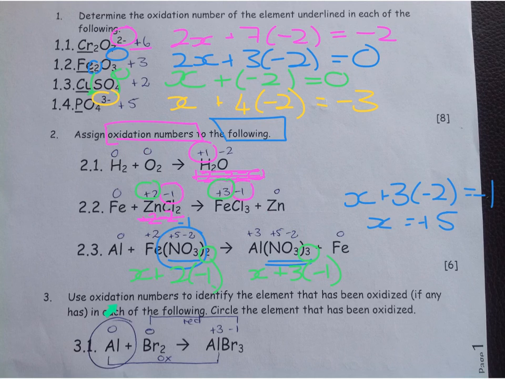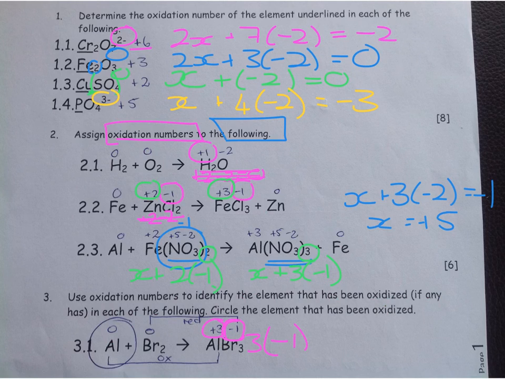Then it says, use oxidation numbers. In other words, I want to see the oxidation numbers to identify the element that has been oxidized, if any has, in each of the following. Circle the element that has been oxidized. So the first thing is I want to see the oxidation numbers. So anything on its own is 0, and the bromide is going to be minus 1. There are 3 of them, and therefore it's plus 3 on the aluminium. You can't write minus 3 here. You have to write minus 1 over there.